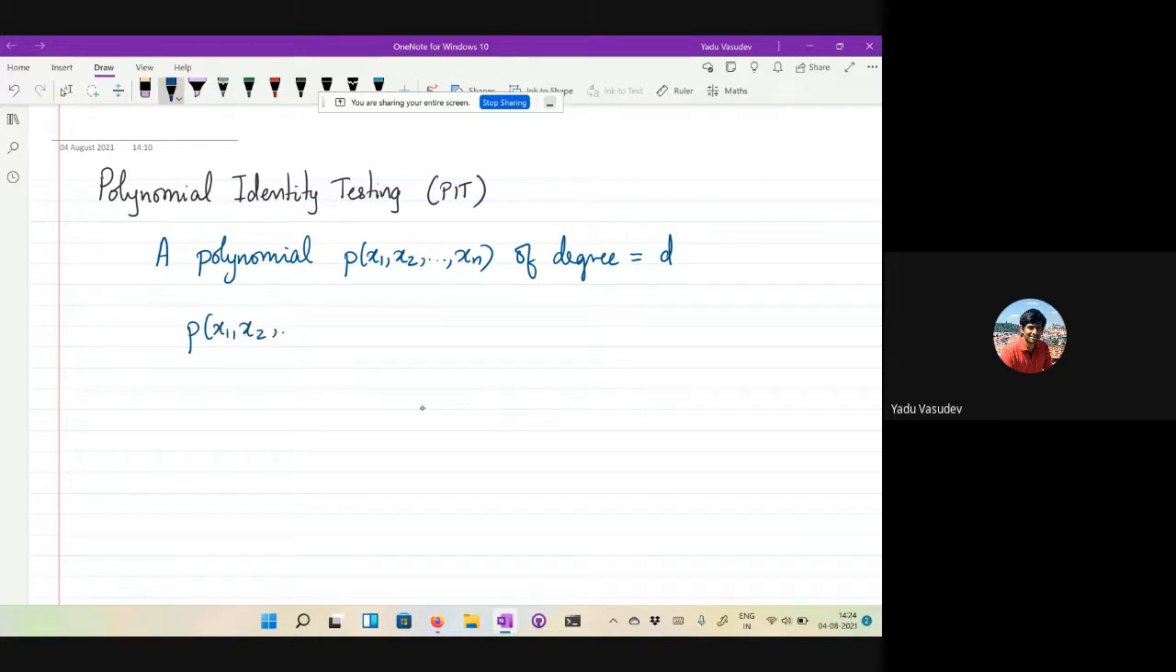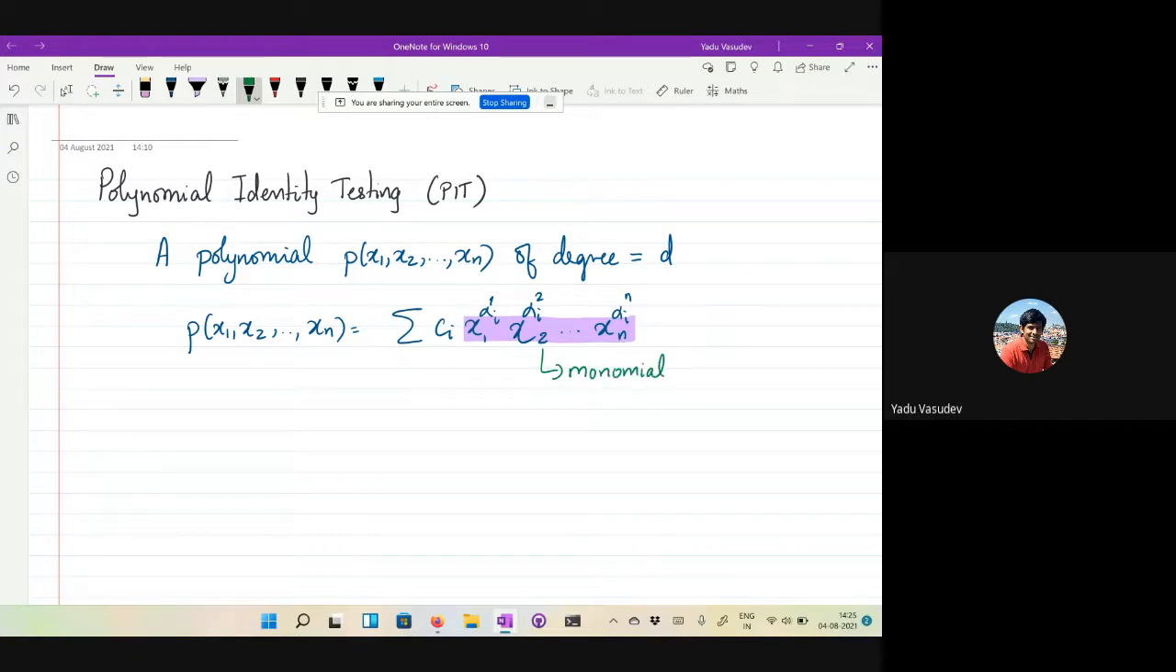So you have x1, x2 up till xn, and the polynomial is just the summation of ci x1 to the alpha I1, x2 to the alpha I2, and so on till xn to the alpha In, right? So this is the way in which you can write this polynomial. So this term here, this is what is known as a monomial, right? This is a monomial.